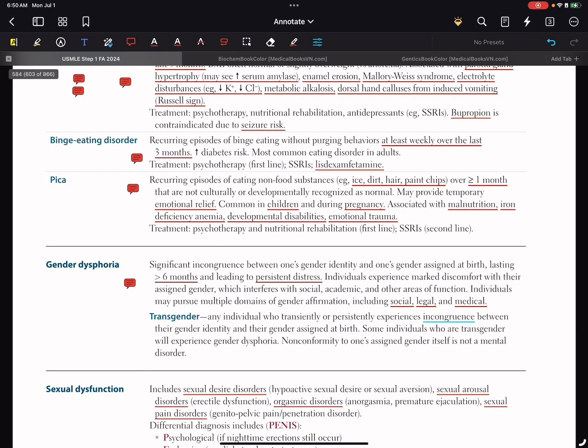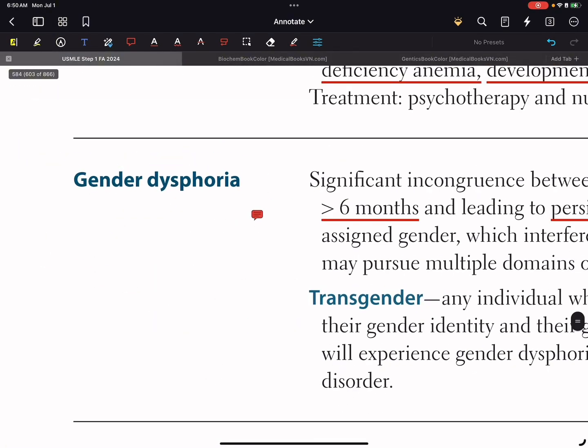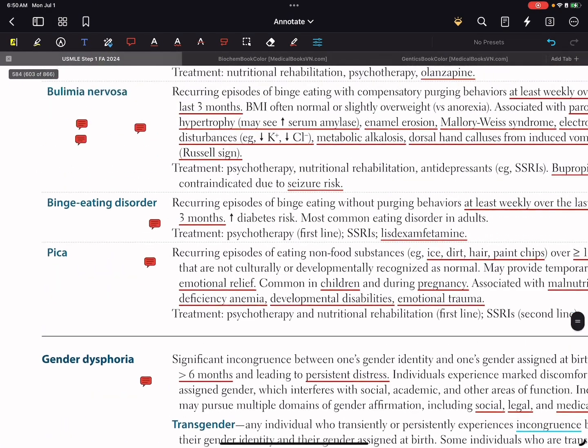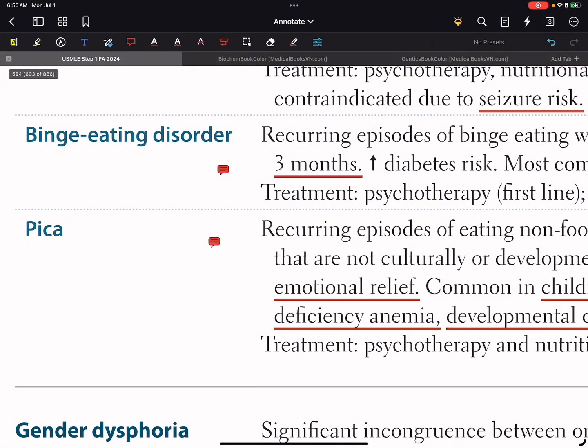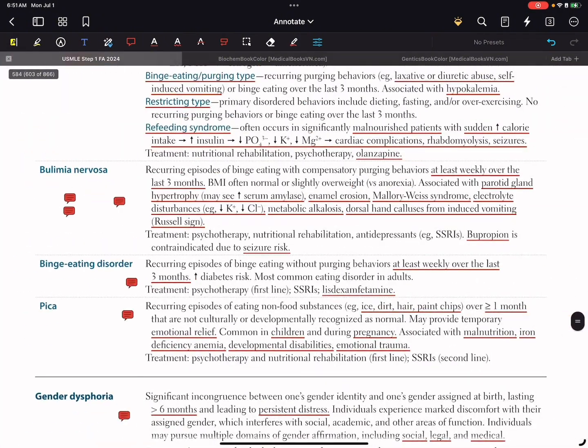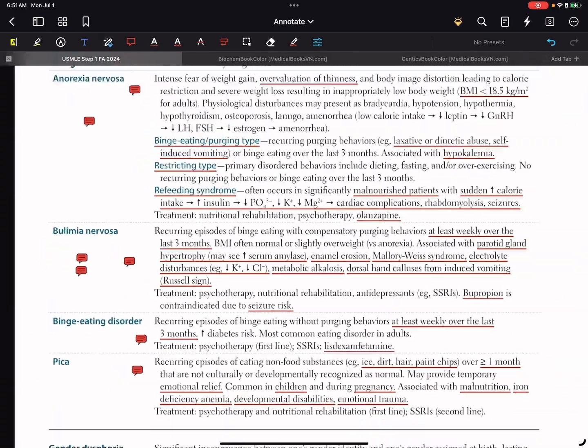Here they tell you a male patient likes wearing female clothes or something, and he's feeling distressed about his gender, so that's gender dysphoria. Like a patient after pregnancy who is consuming ice, eating paint chips and all that. Binge eating: the patient eats a whole pizza by herself and lots of other food. Okay, and her BMI is not changed or maybe increased. Same as bulimia nervosa, but bulimia nervosa will have signs of induced vomiting.